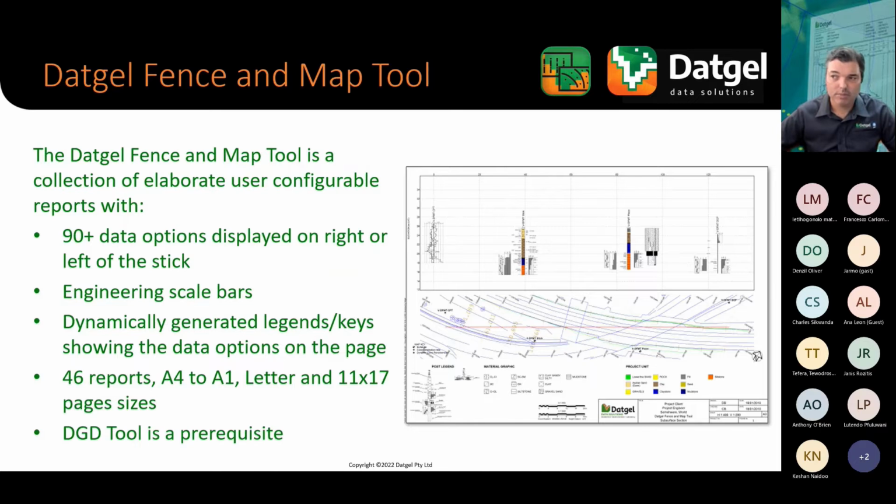The Fence and Map tool is essentially like an add-in to the DGD tool. You must have the DGD tool first. This adds more functionality to it for fence reports. So there are about 90 options of data presentation. You get scale bars, you get dynamic legends, and you get 46 different report layouts with different page sizes.